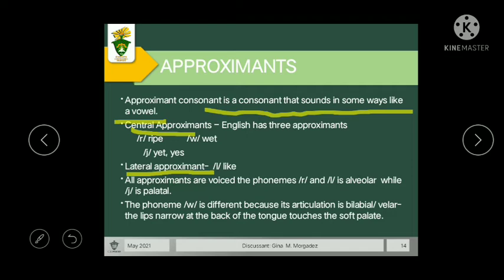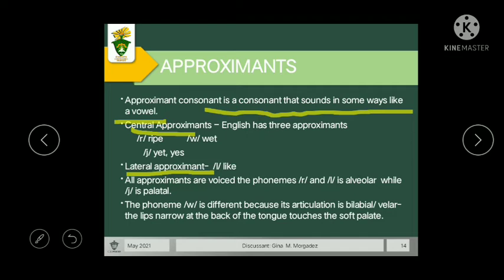All approximants are voiced. The phonemes r and l are alveolar, while y is palatal. The phoneme w is different from other approximants in that its articulation is bilabial velar. That is, as the sound is articulated, the lips narrow and the back of the tongue touches the soft palate. Thus, the production of this sound involves two places of articulation. Again, the approximant w is bilabial velar.